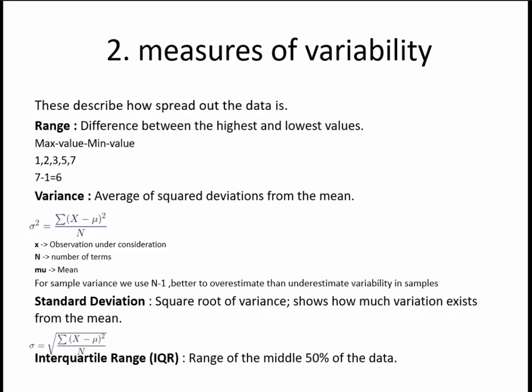Now, if your data is a sample, don't use this n as your sample size. The n you're going to use here is the size of your sample minus 1. That's what you use here. If your data is just a sample, if it's not the full population, you use n minus 1 instead of n.